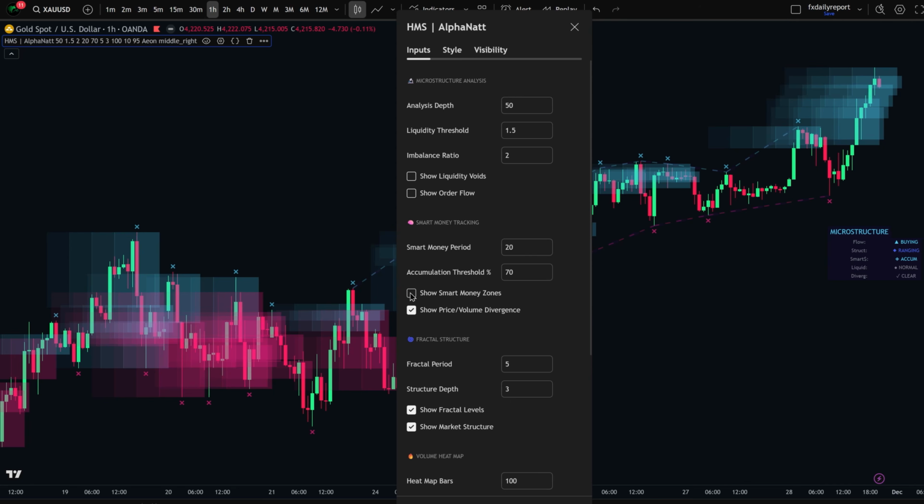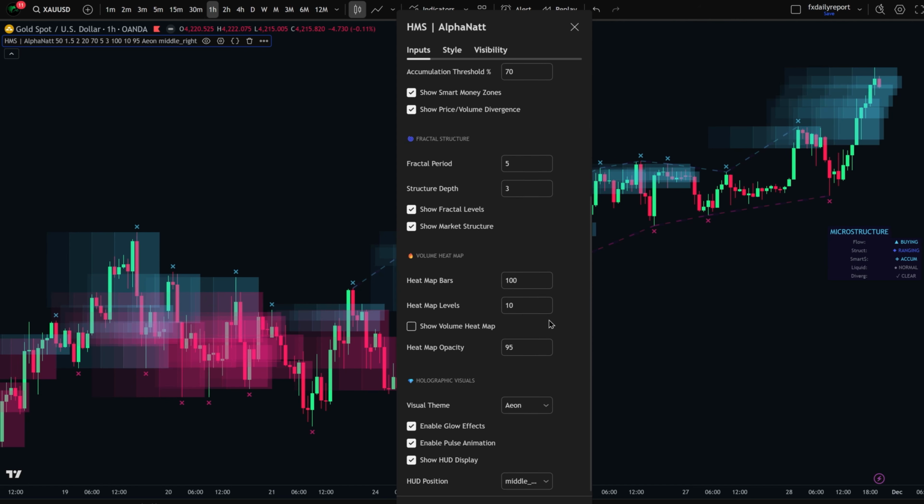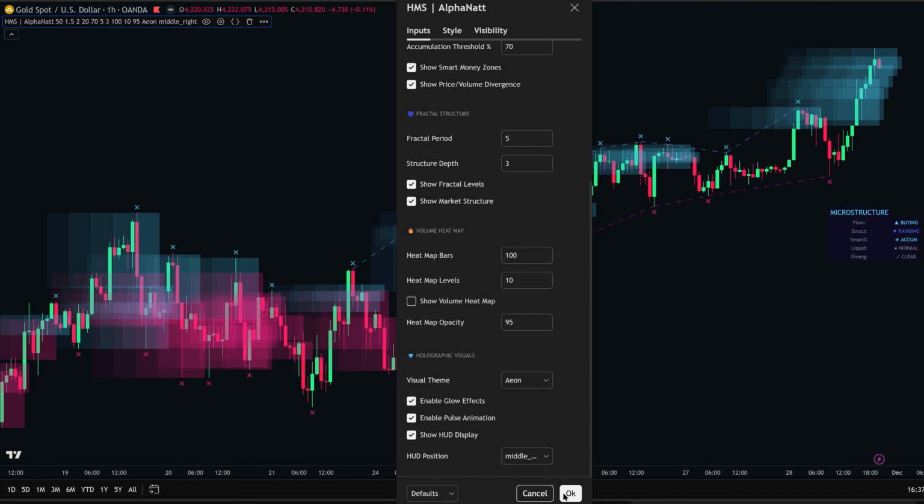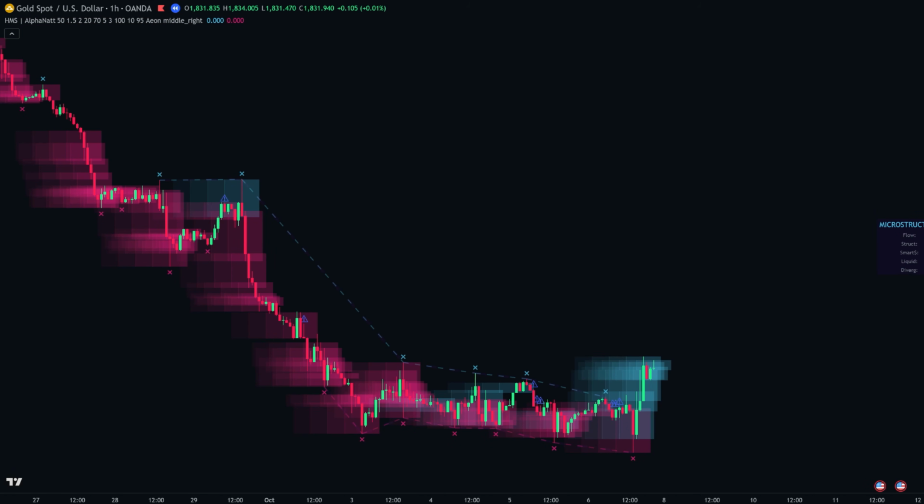Then as usual, make sure Show Smart Money Zone is selected so that the indicator can display both the distribution zones and the accumulation zones clearly on your chart. That's all the settings we need for this video. Once you're done, just click OK to save the settings.